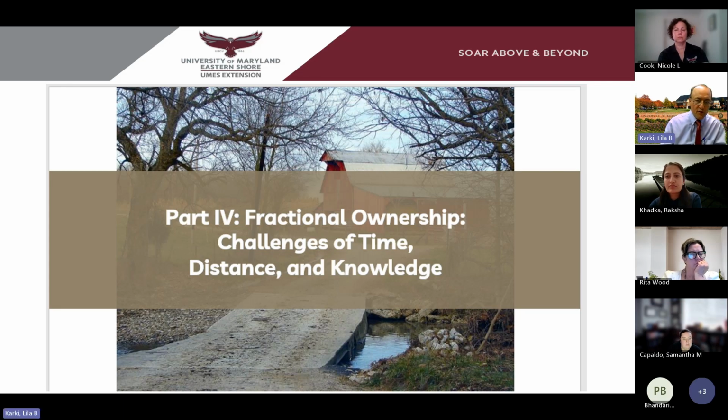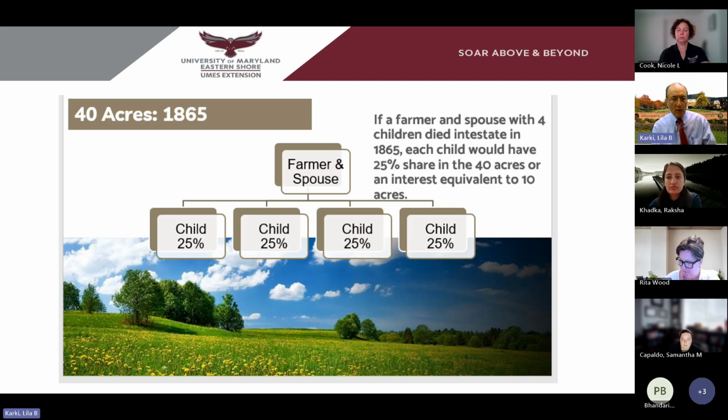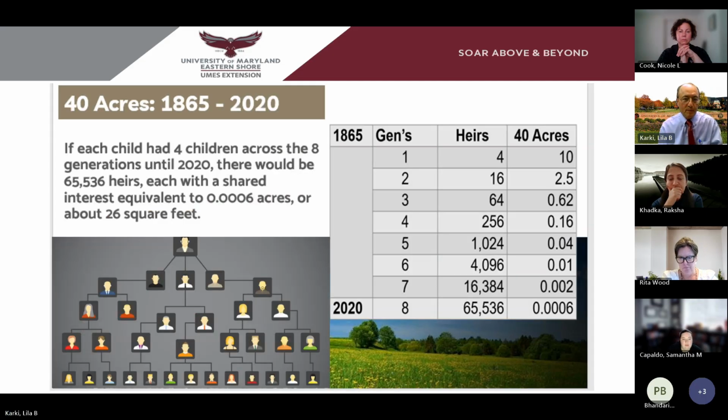And fractional ownership brings challenges of time, distance, and knowledge, a combined effect, and I would like to show that in one example relating to the time factor. Let's see this example. One family in 1865 owned 40 acres of land, and they had 4 children. That means each child has 25% of ownership, or 10 acres in terms of acreage. And what happens as time goes by? This 40 acres of land in 1865, let's see what happens in 2020. Like the parents, each child had 4 children across the 8th generation until 2020.